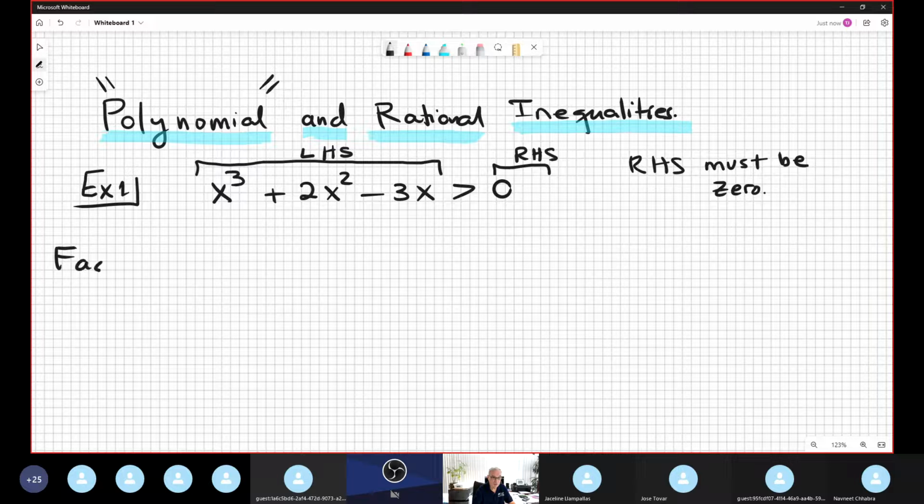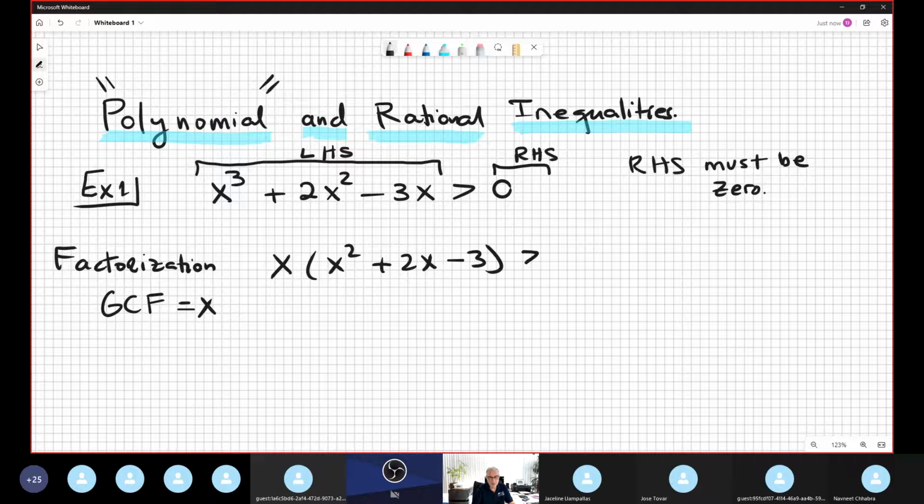Now, factorization, extremely important. Factorization, the regular factorization, or synthetic division, because you know factorization of polynomials using synthetic division, no? But in this case, super easy. The greatest common factor is x, and you factor out x. We have x squared plus 2x minus 3 greater than 0. And now you see factorization of a trinomial.